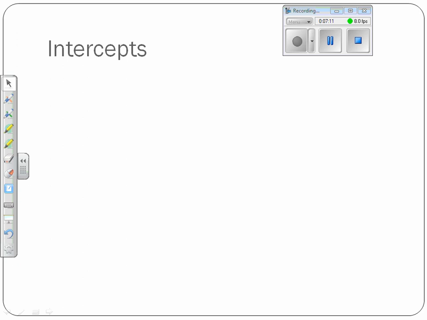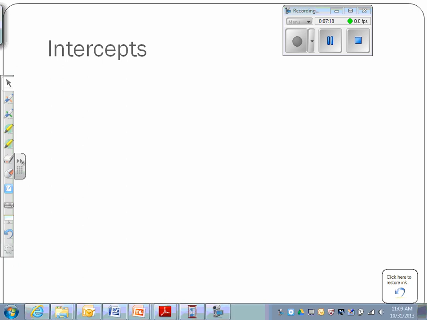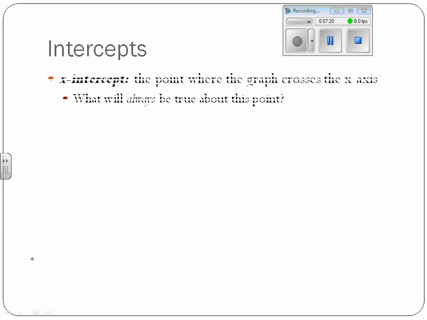Okay? The other thing that we want to talk about are the intercepts of a graph. There's two kinds of intercepts. There's the x-intercept. The x-intercept is the point where the graph crosses the x-axis.